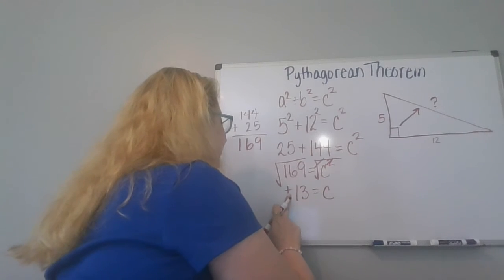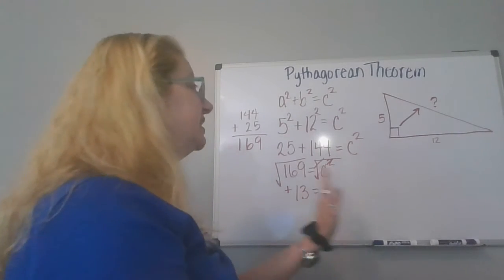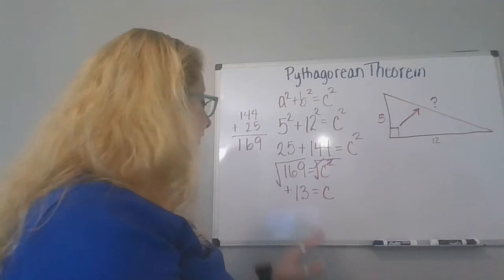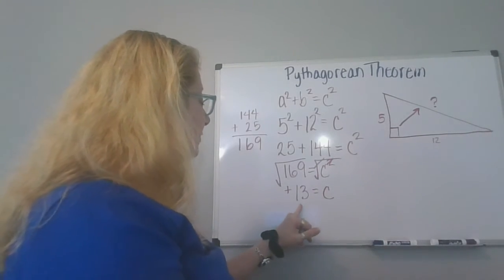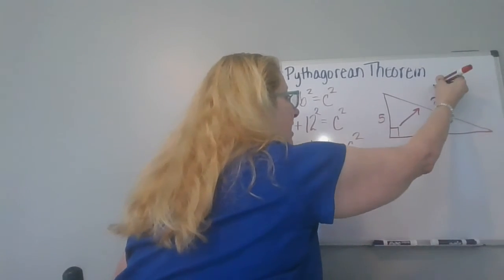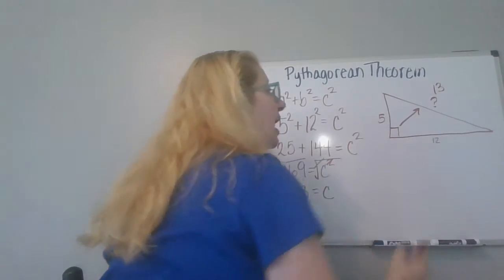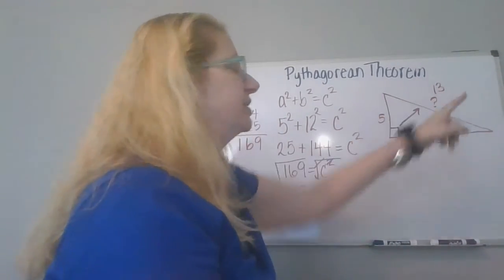So I'm going to erase this because that does not make sense. So it's not going to be part of our solution. So in this case, C is equal to 13. So this side of the triangle, which is our hypotenuse, is equal to 13.